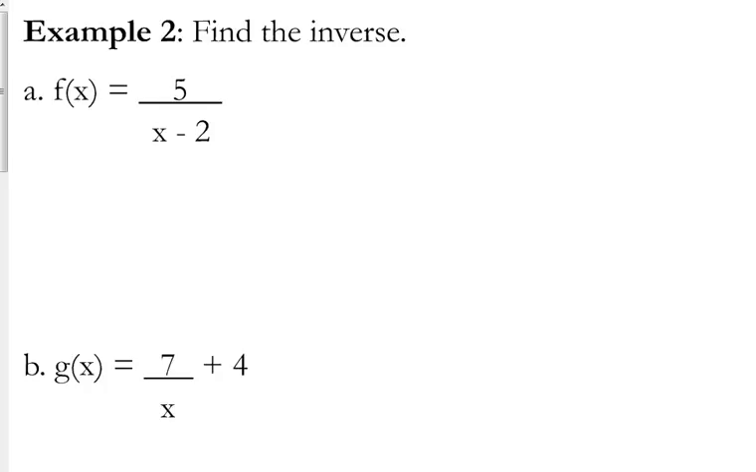Okay, so I'm going to try and take it slow so that I don't lose you. Same process. We're going to switch x and y. So we've got x equals 5 over y minus 2.